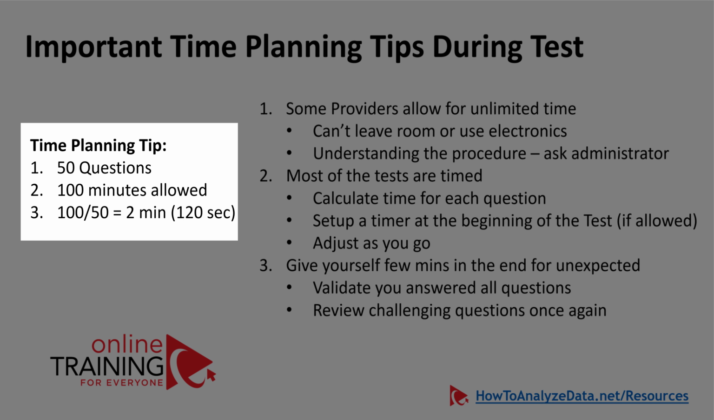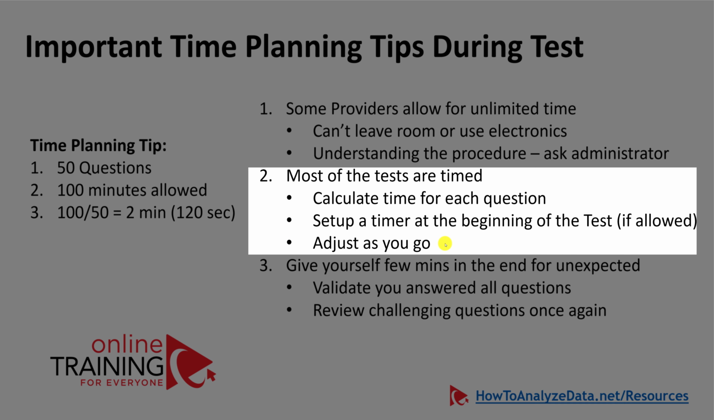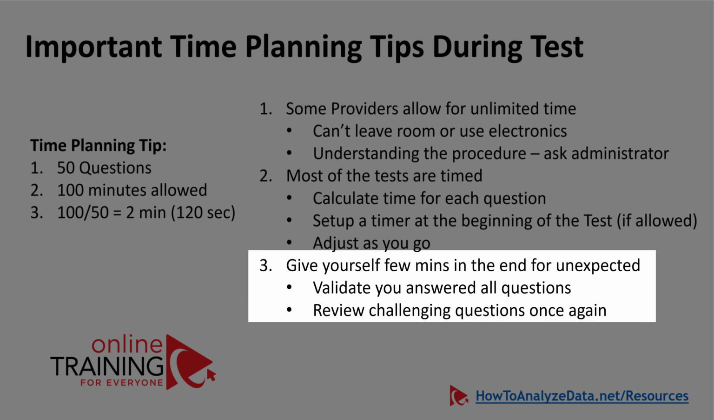For example, if you have a 50-question test and you have about 100 minutes allowed for the entire test, you can calculate that the amount of time you can use per question would be approximately 2 minutes. This is calculated by dividing 100 by 50 and gives you 2 minutes or approximately 120 seconds. Once you understand this value per question and have the timer running, you can adjust as you go through the test. And last but not least, give yourself a few minutes in the end for the unexpected.